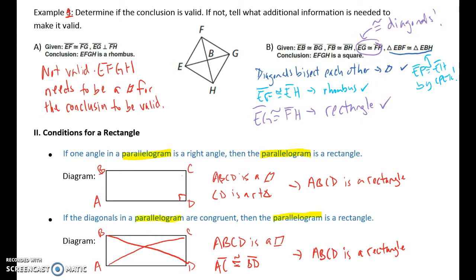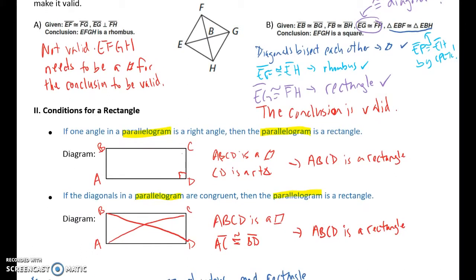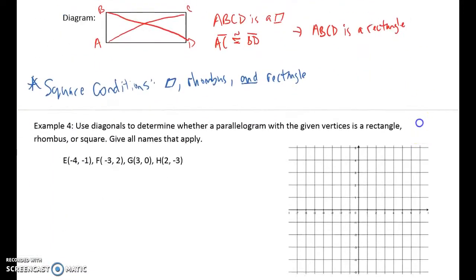Yes, I can say EFGH is a square. So yes, it is valid. So the conclusion is valid. There you go. Okay, let's do one final example that's related to this where we're looking at a square. Remember to come back to class with questions if you have any.